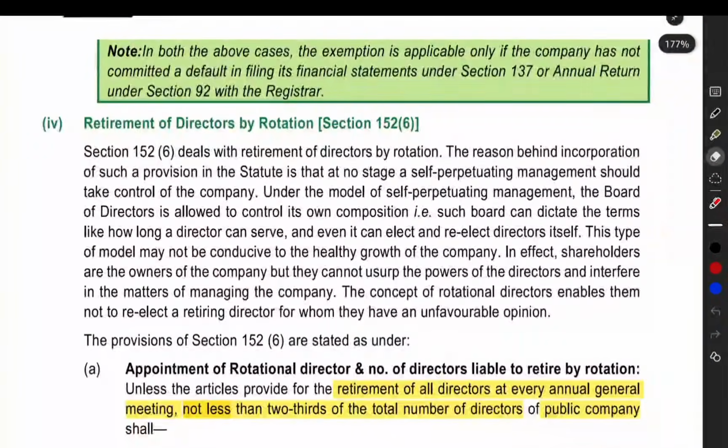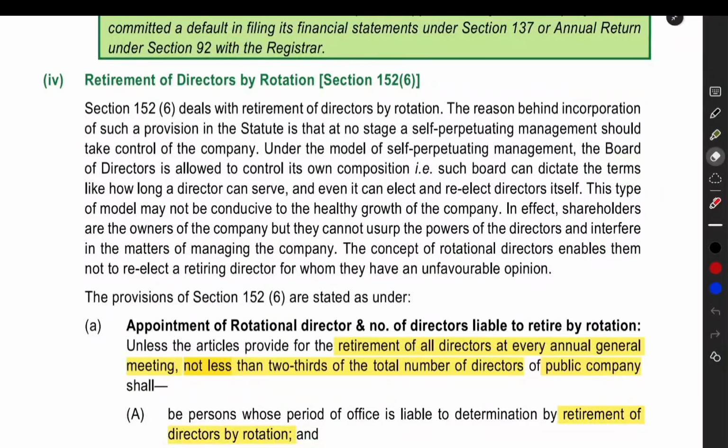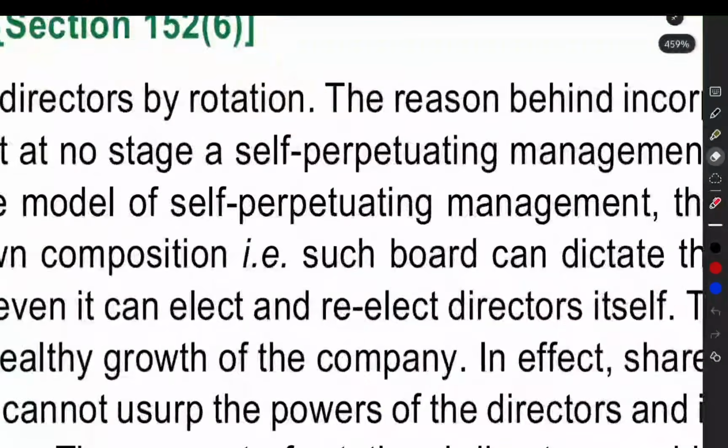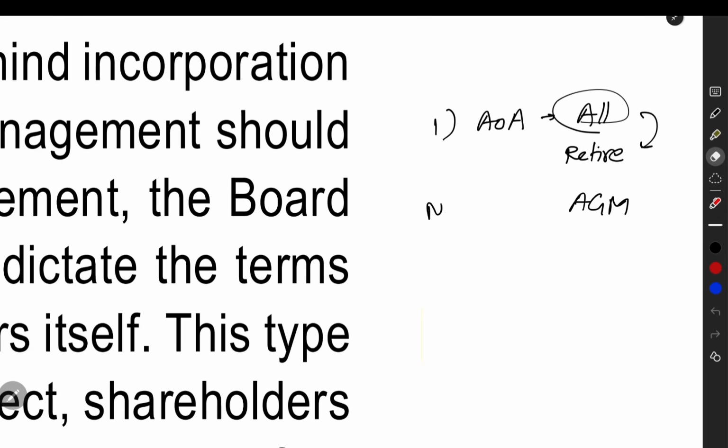The next point is retirement of directors by rotation. Here, every year we have to make some directors retire. We have to retire some directors by rotation because we don't want the same set of directors ruling the company for their entire lifetimes. So here we have two cases. The first case is that the articles of association of the company provide that all the directors will retire in every annual general meeting, and we can appoint new directors.